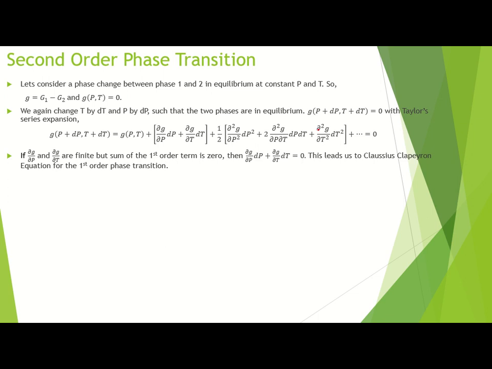So but here the ΔG and ΔP might have some finite value. So let's say they have some finite value, this particular first order derivative of small g with respect to p and small g with respect to t. Let's say they have some finite value, but the summation of these two, with dp multiplied and dt multiplied, is equal to 0. So these are the special cases.